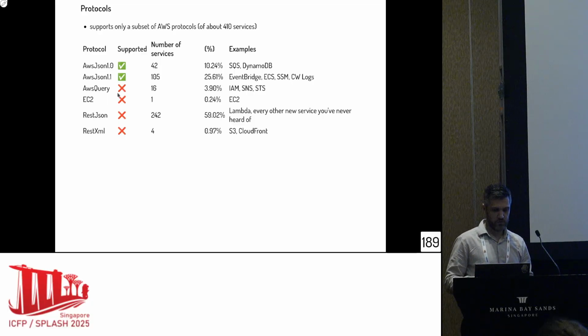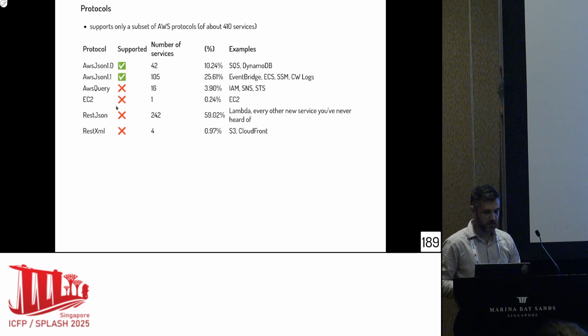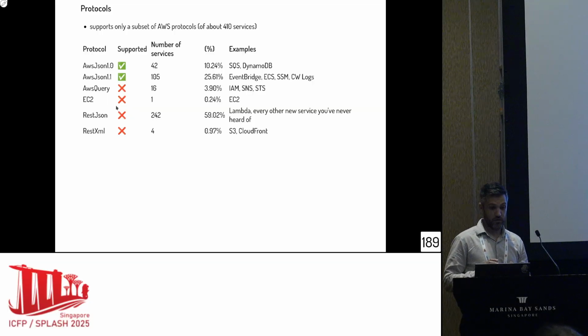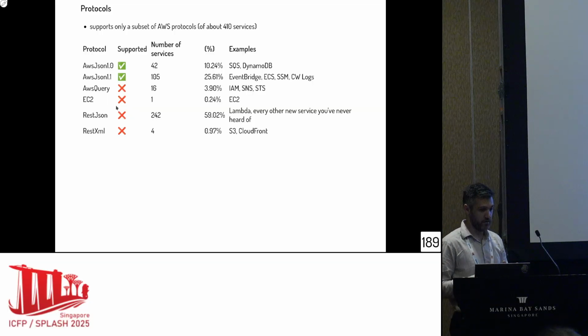The next one you would think I would try and implement is REST JSON because it covers more than half the services. But a lot of those services are ones that you would not normally use in a production application. The ones that are actually interesting are hidden behind the AWS query and the REST XML protocols, so things like S3, CloudFront, IAM, really important, SNS, which is for topics, if you're publishing to topics.